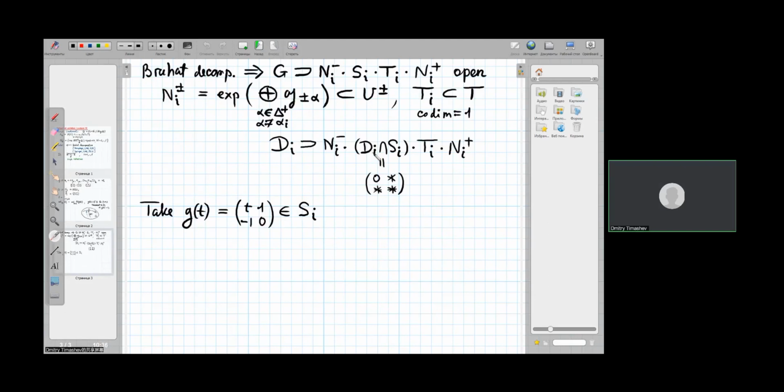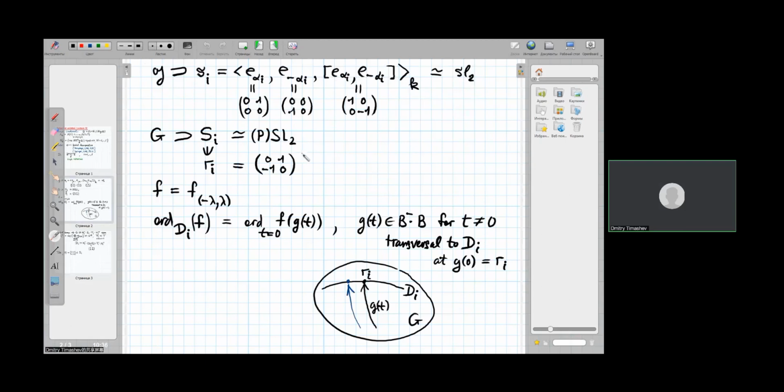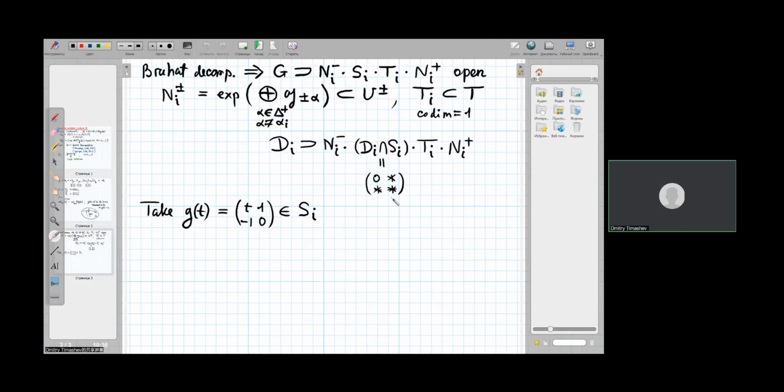Because this intersection DI with SI contains the element RI. This element is contained in this intersection, clearly. And when you act by B minus on the left and by B plus on the right, you get these products, actually. So the action of T is both on the left and on the right. You can write it from this side, for instance.